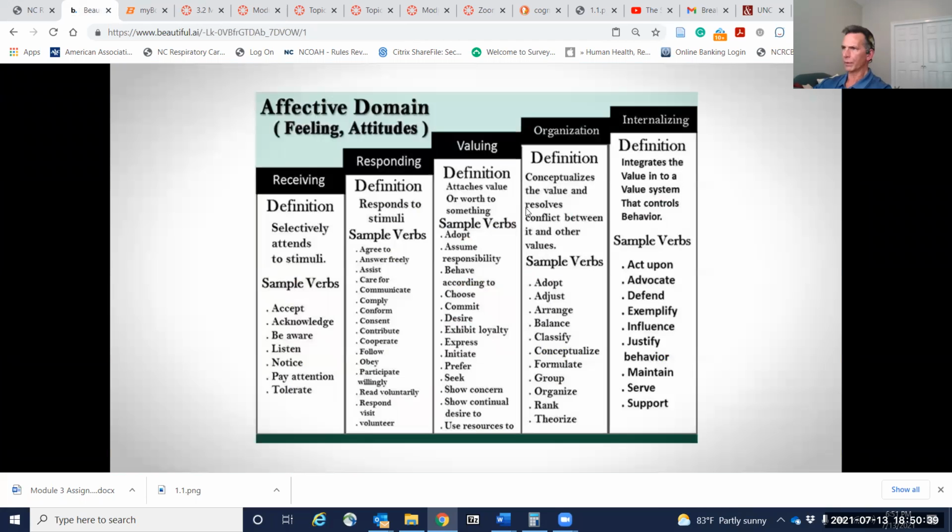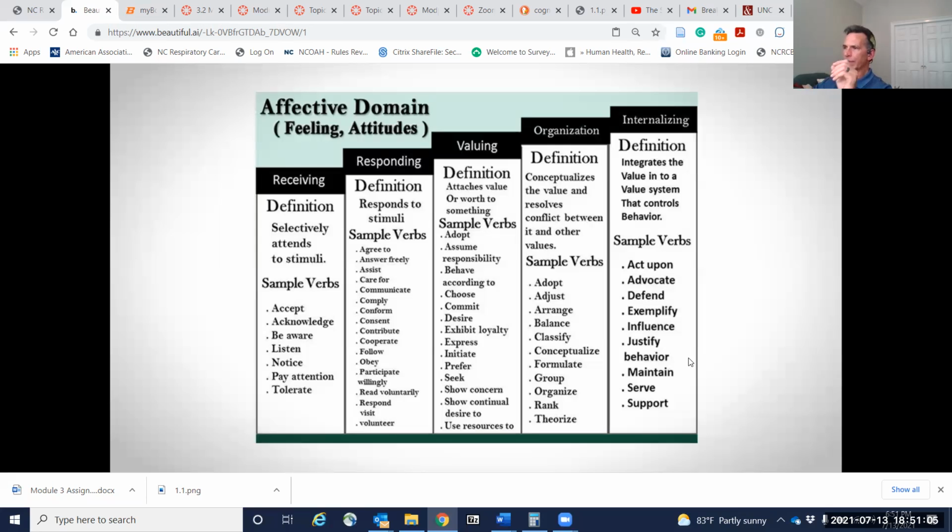If you think about the affective domain, are they able to initiate ultrasound for a particular clinical case to ensure proper airway management? So that's a behavior, right?